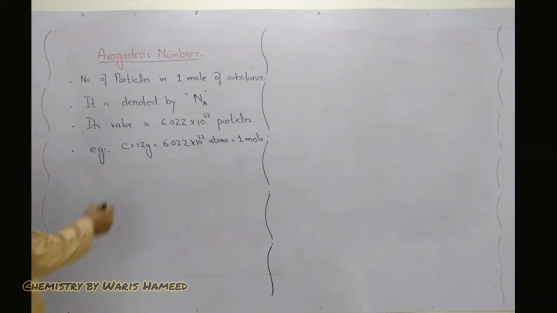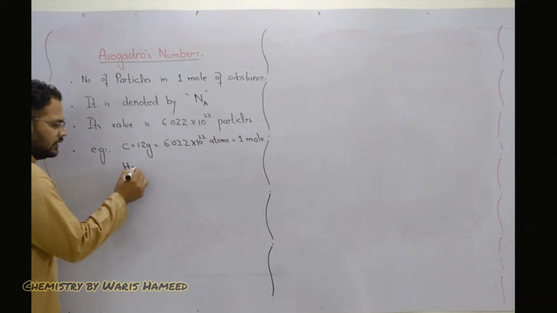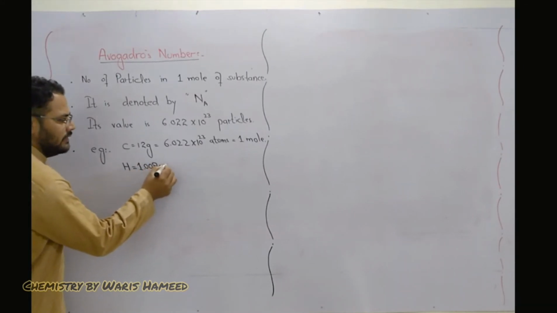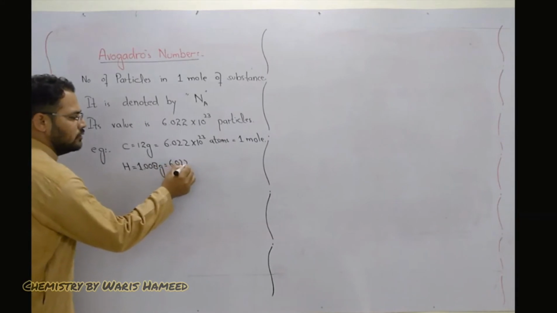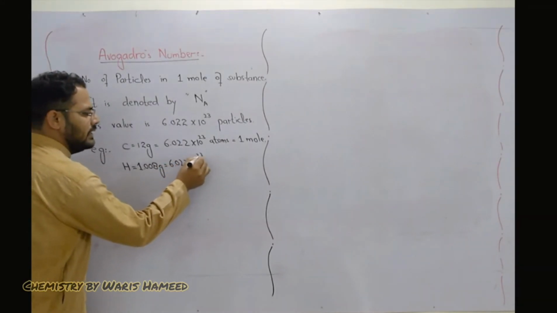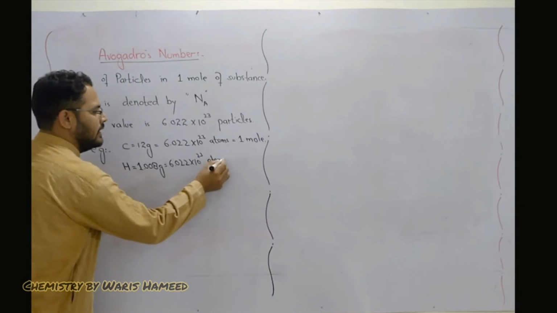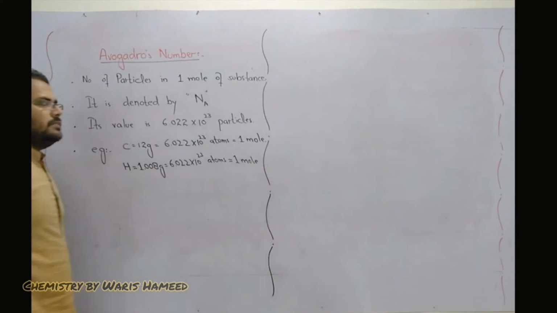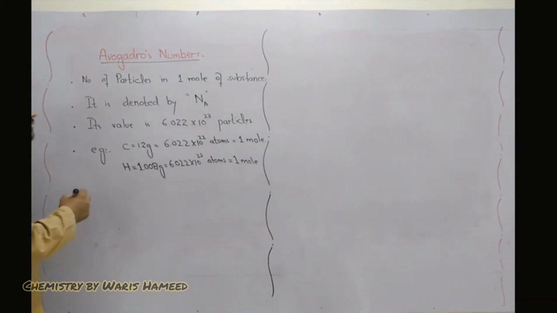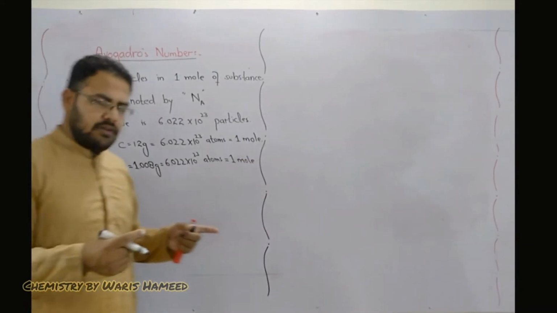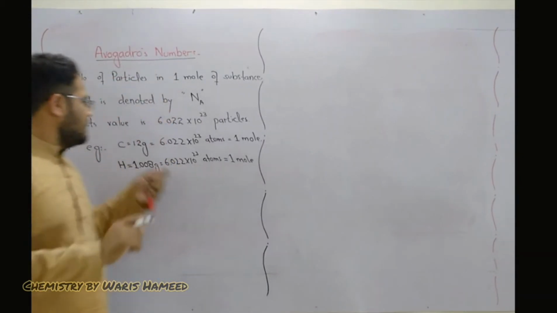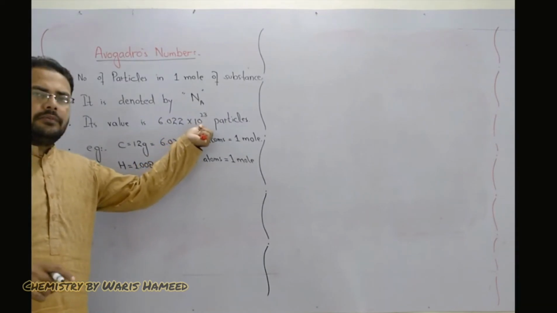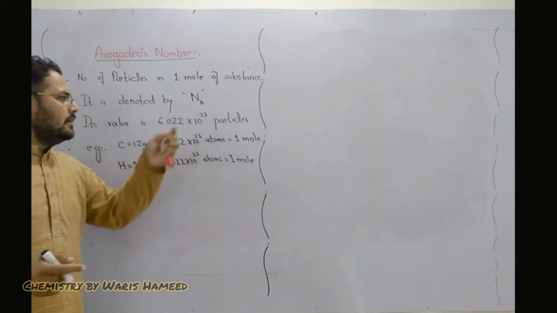Another example, if we have hydrogen and it is 1.008 gram, then it will have 6.022 multiplied by 10 to the power 23 atoms, and it is equal to 1 mole of hydrogen atoms. 1 mole of every substance will contain 6.022 multiplied by 10 to the power 23 particles.